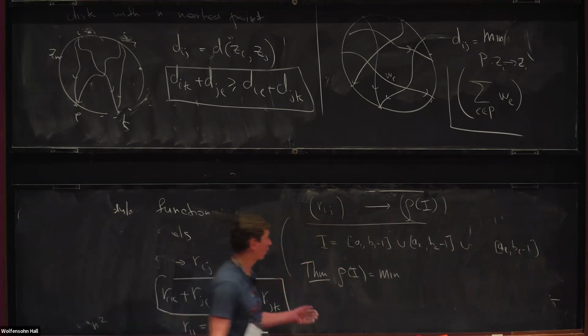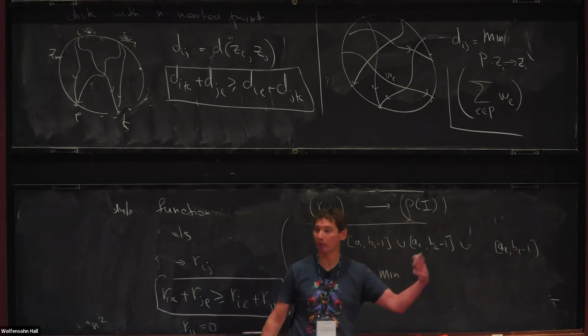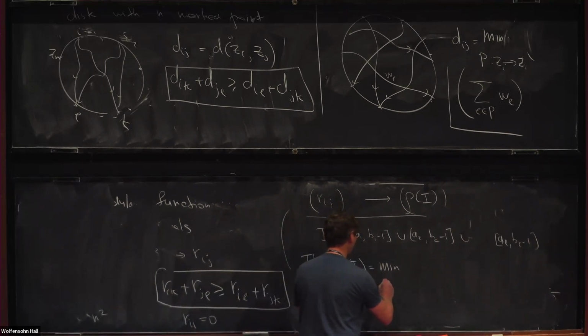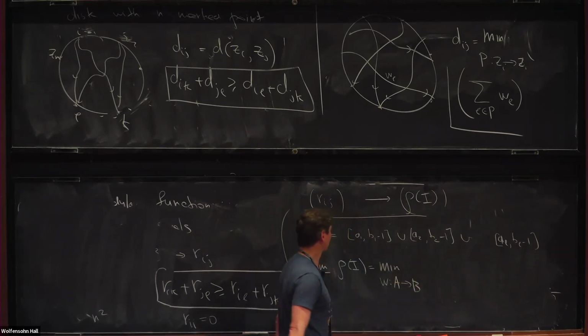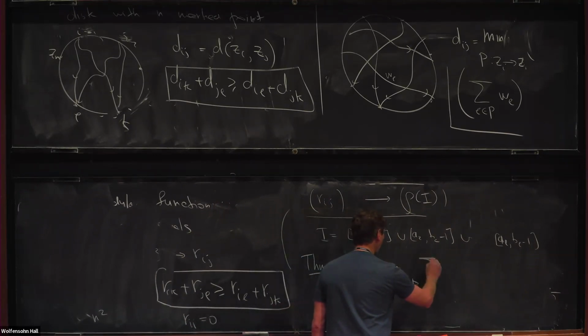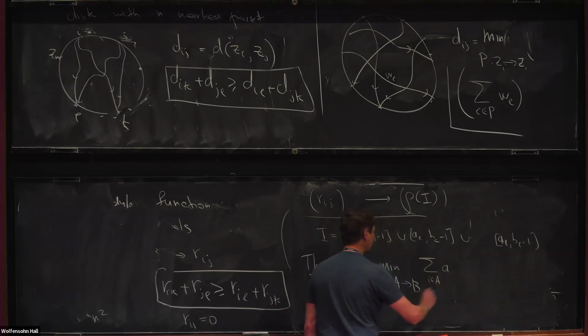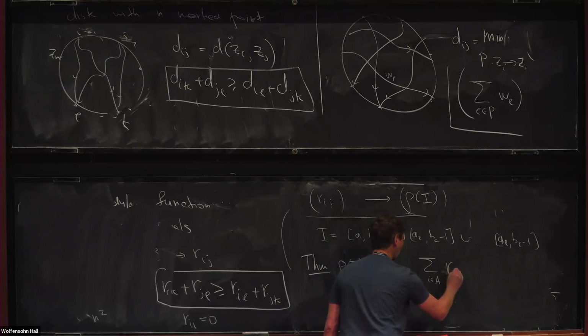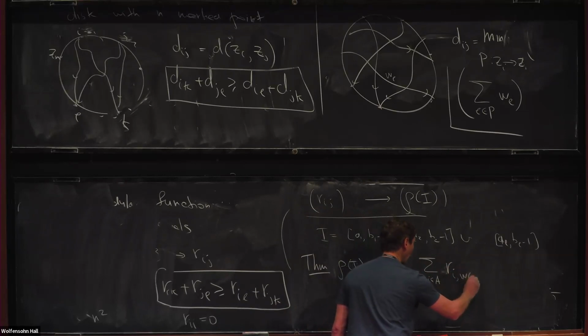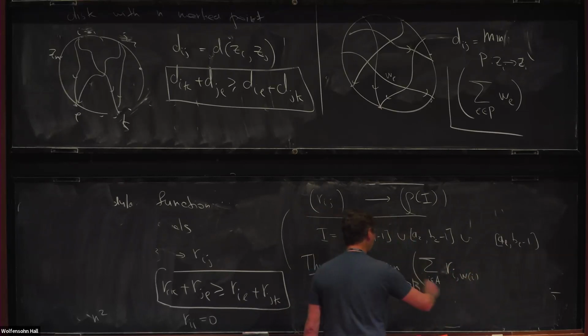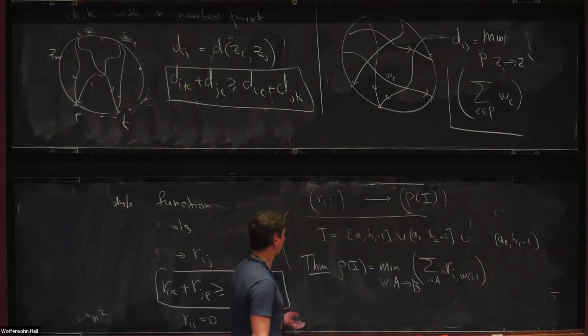R of I equals the minimum over all ways to match A's and B's. So over all permutations W from A to B, all matchings, of the sum of ranks over all little i of R of (a_i, W of i).